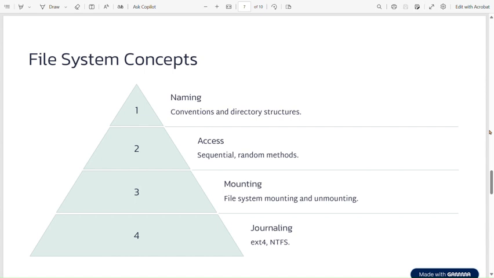Third one is mounting, the process of making a file system accessible to the operating system by associating it with a directory in the file system. It allows access to external storage devices like hard drives or network drives. Fourth one is journaling, a technique used in modern file systems to maintain data integrity. Changes are first recorded in a journal before being applied to the actual file system, helping to recover from crashes.